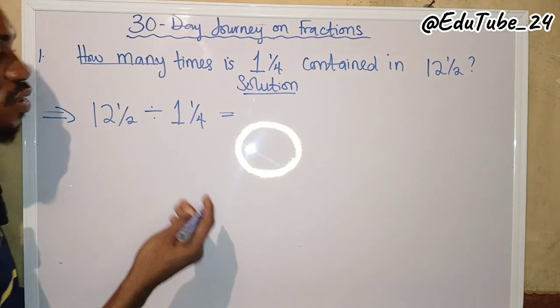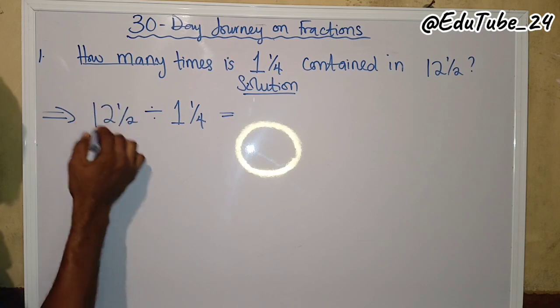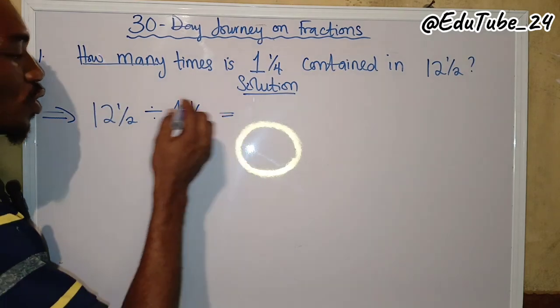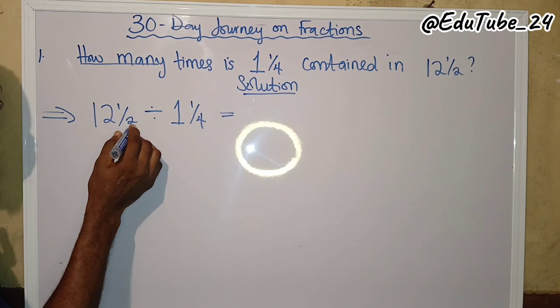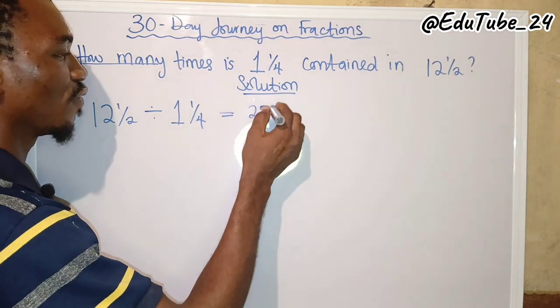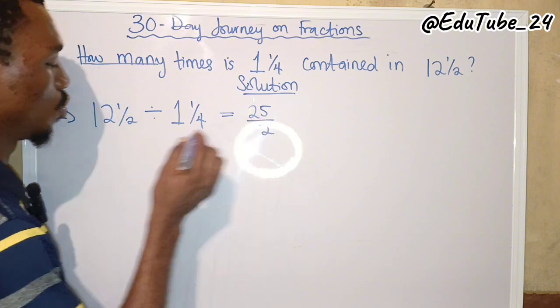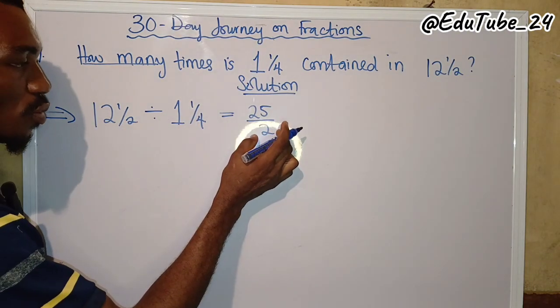Now to proceed with the solution, we convert this mixed number into an improper fraction, which is going to give us 12 times 2, and that is 24. 24 plus 1, and that gives us 25 over 2. Now we've converted this part of the fraction into an improper fraction.